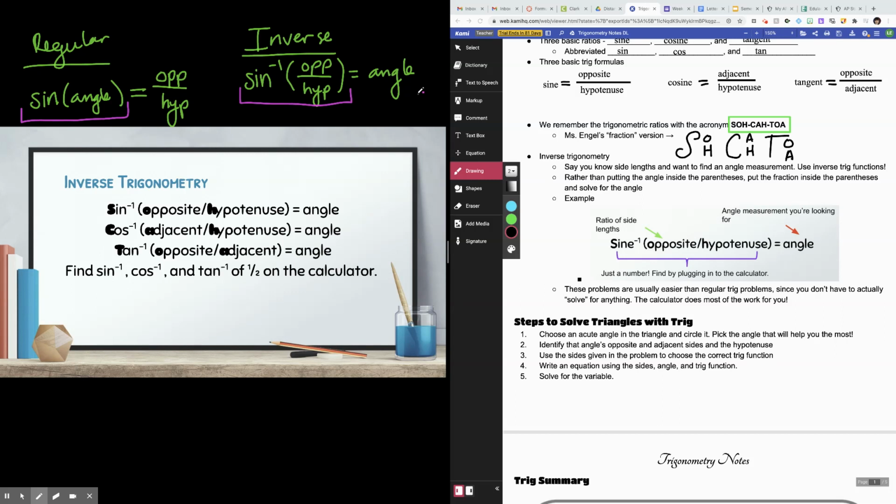And then when we created calculators and computers, we were able to program them to do all of that hard work for us rather than having to look at a bunch of tables and all of this crazy stuff. So the hard part, which I have underlined here in pink for you, is done in the calculator. It's always just a number, and you find it with your calculator.